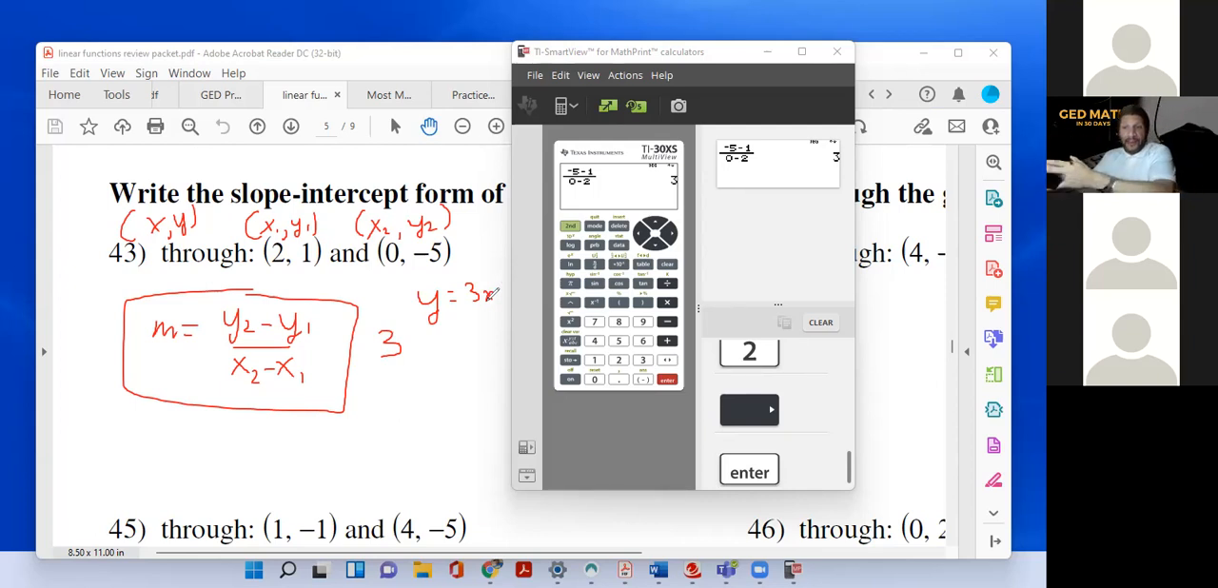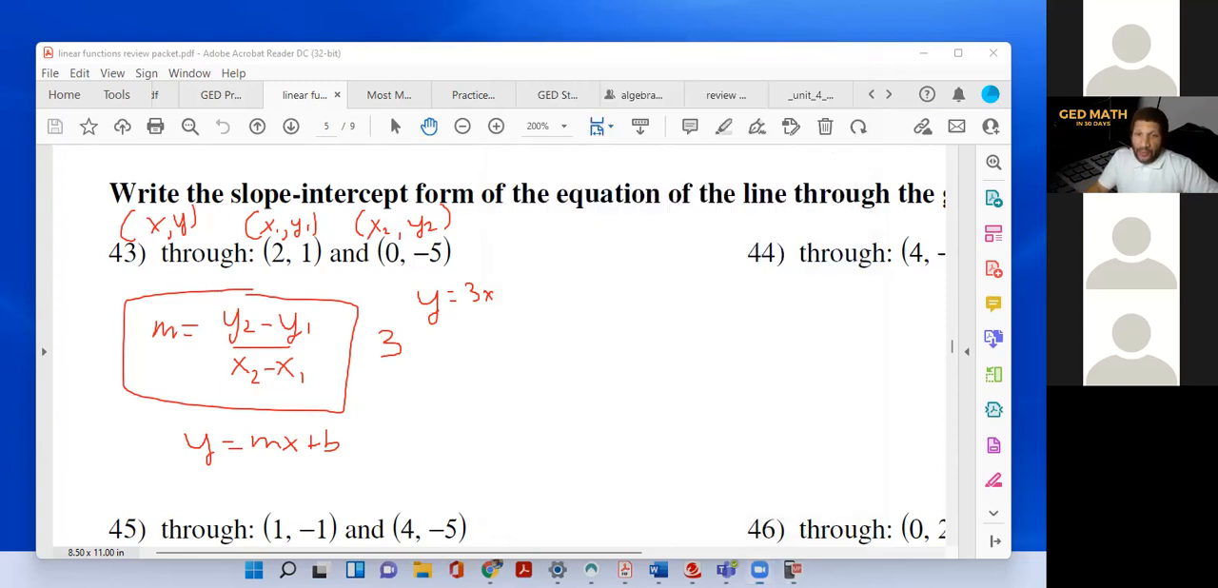Find the y-intercept. Okay, so what we're going to do is we're going to say y equals mx plus b. Let me move this calculator out the way. y equals mx plus b. That's the most important linear equation form that you should know. Slope intercept form. Watch this.